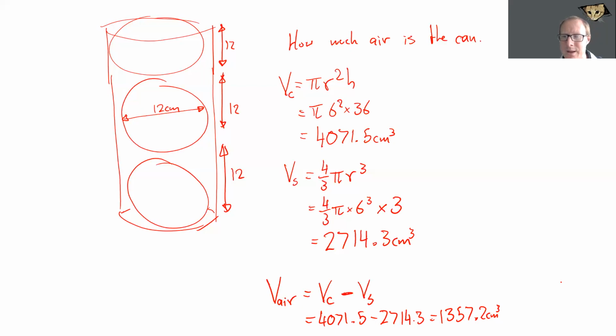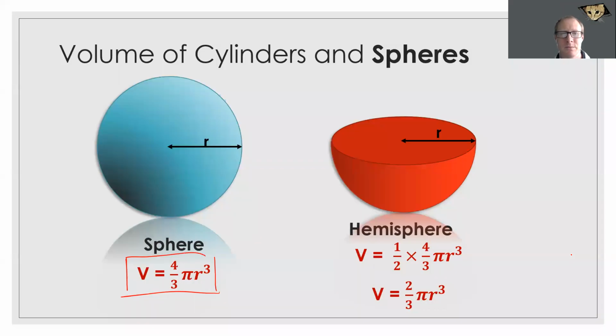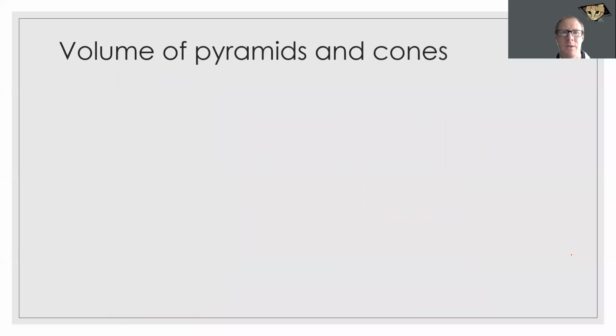So if you need to pause that to get that example down, that was a level 3 example. If you can do that, we should be right with 6H, volume of a cylinder and a volume of a sphere. Okay, let's move on to the volume of pyramids and cones.